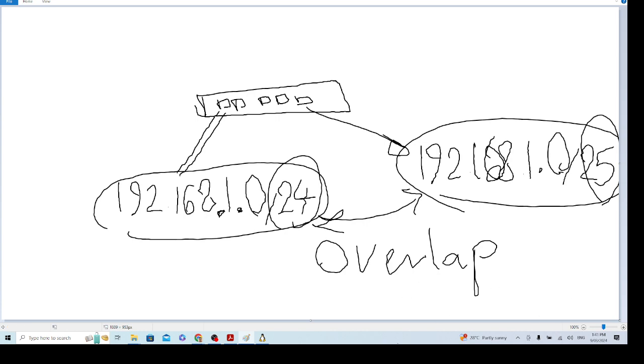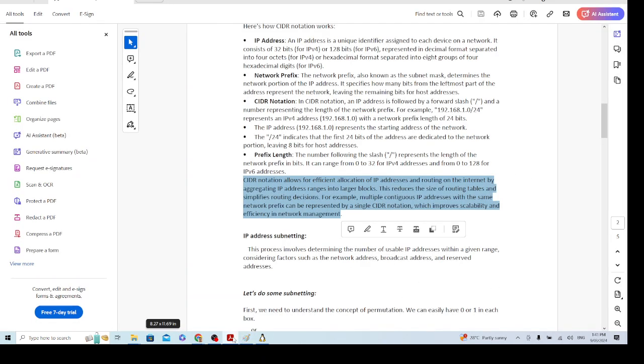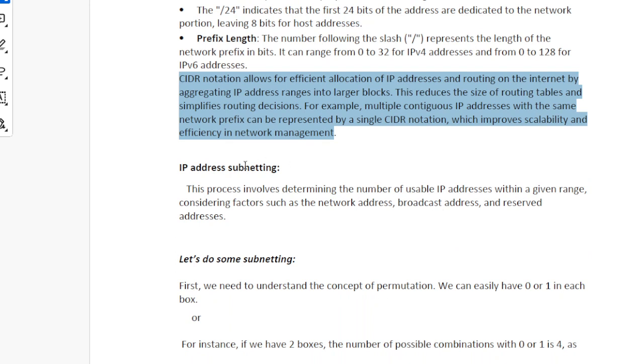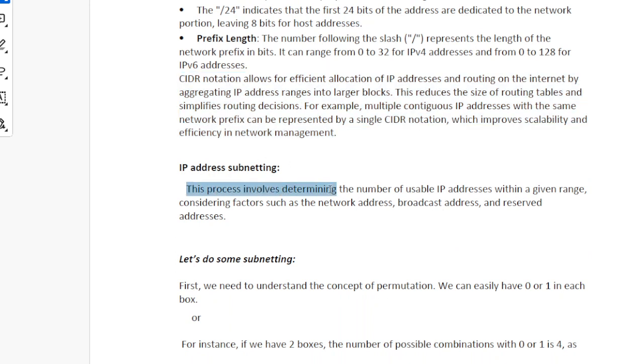All right. Again, let's get back to my text. IP address subnetting. This process involves determining the number of usable IP addresses within a given range, considering factors such as the network address, broadcast address, and reserved addresses.